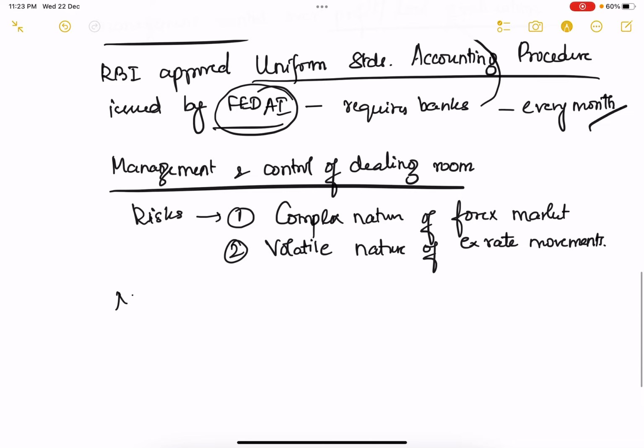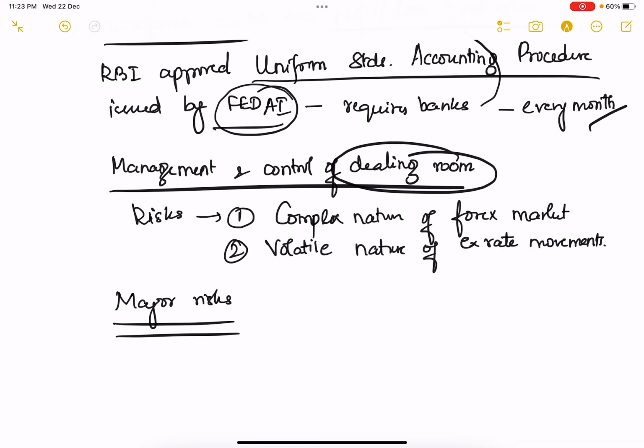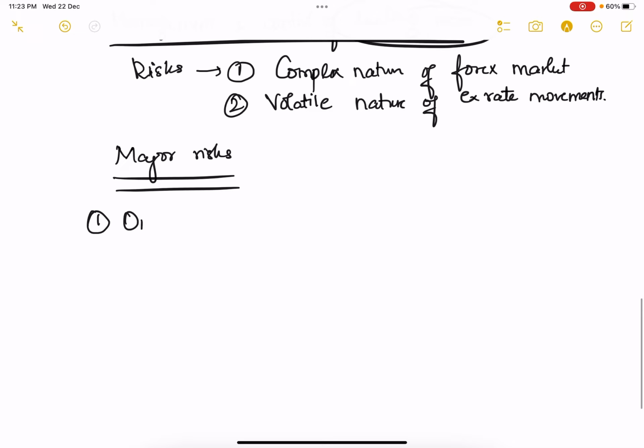So now we are going to see the major risks with the foreign exchange dealing room, and this management has agreed to frame policies depending on the major risks. So the first risk is operational risk. We will just be seeing an overview of all the different major risks, whereas in the forthcoming chapter we will be discussing the risks in detail.